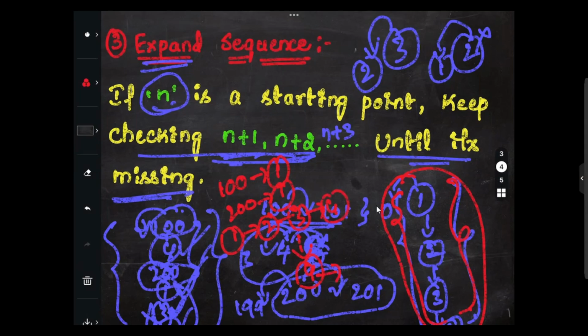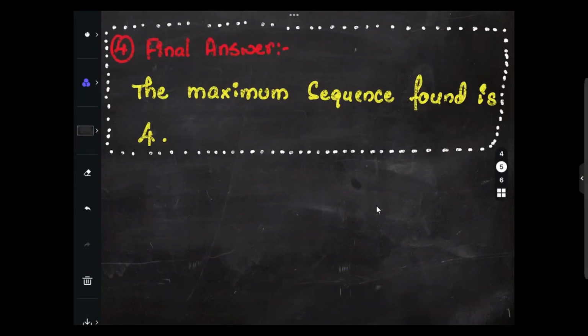So this is the longest sequence we got, 1, 2, 3, 4, and the length is nothing but 4 here. Length is quite obviously 4, right? So we will return this one as the output.